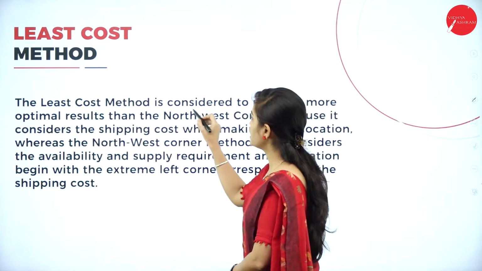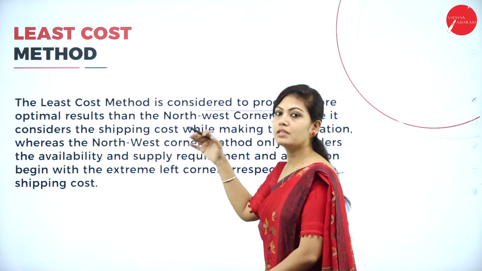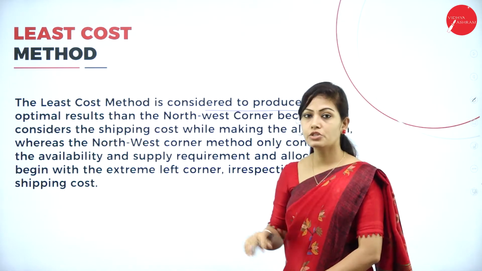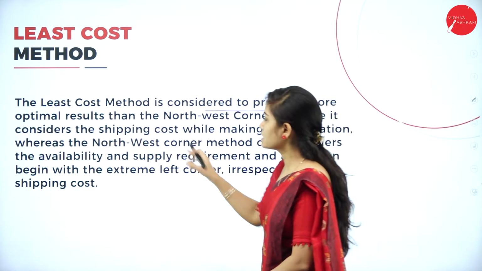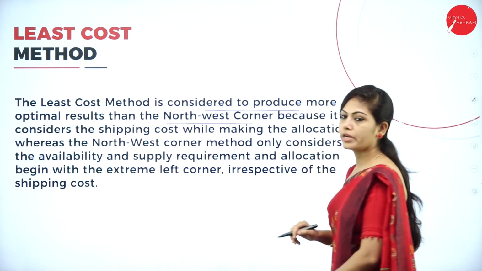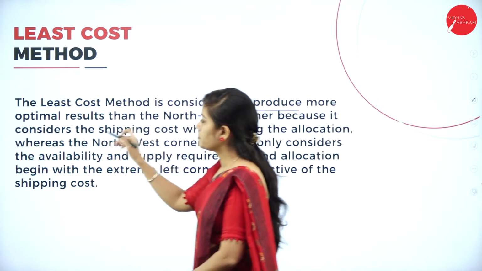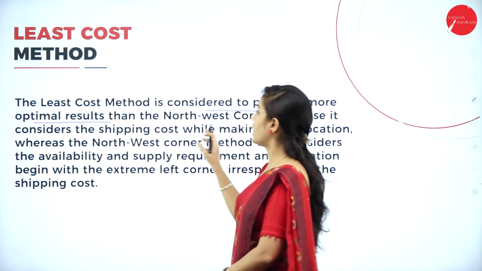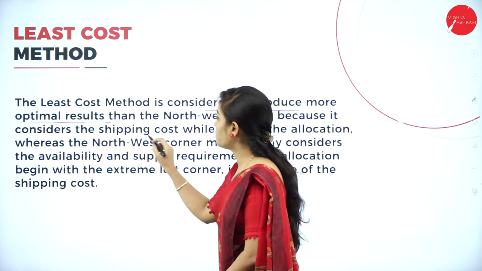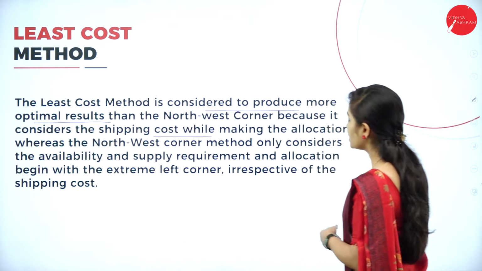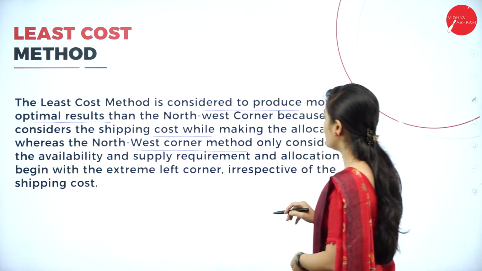The least cost method is considered to produce more optimal results than the northwest corner method. In least cost method, we can find more optimal results than the northwest corner because it considers the shipping cost while making the allocation, whereas the northwest corner method does not.